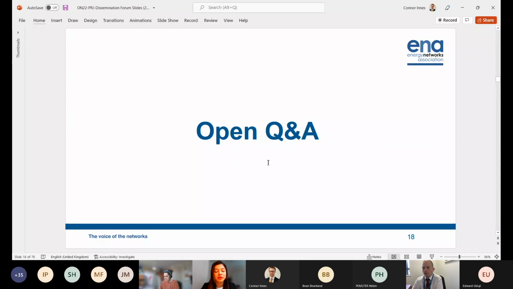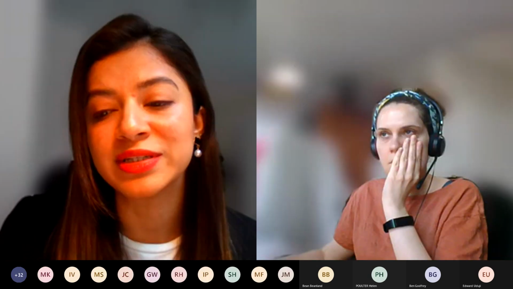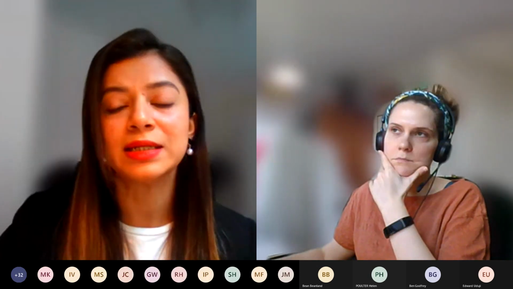So moving on to the next section then. We've got a poll here to get a view from everyone about what some of the areas of interest are. We're asking people to just pick 3, to give us a sense of the topics you think are most important to you and your organizations. So we'll open the poll now and give it a couple of minutes to get the responses in.